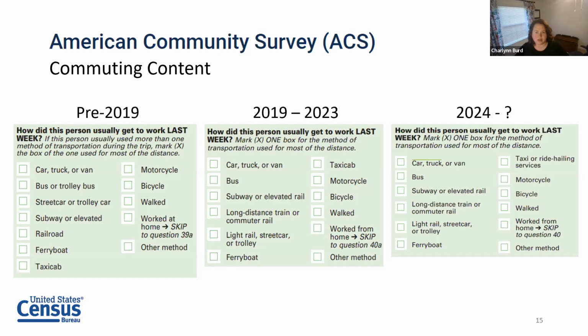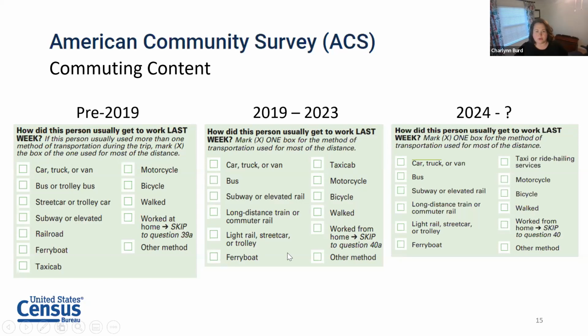And then fourth, pre-2019, there was a category named railroad, and that was changed to long distance train or commuter rail. And then finally, we changed the work at home category, and we renamed it to work from home. A modification in the ordering of the previously mentioned 3 categories happened as well.